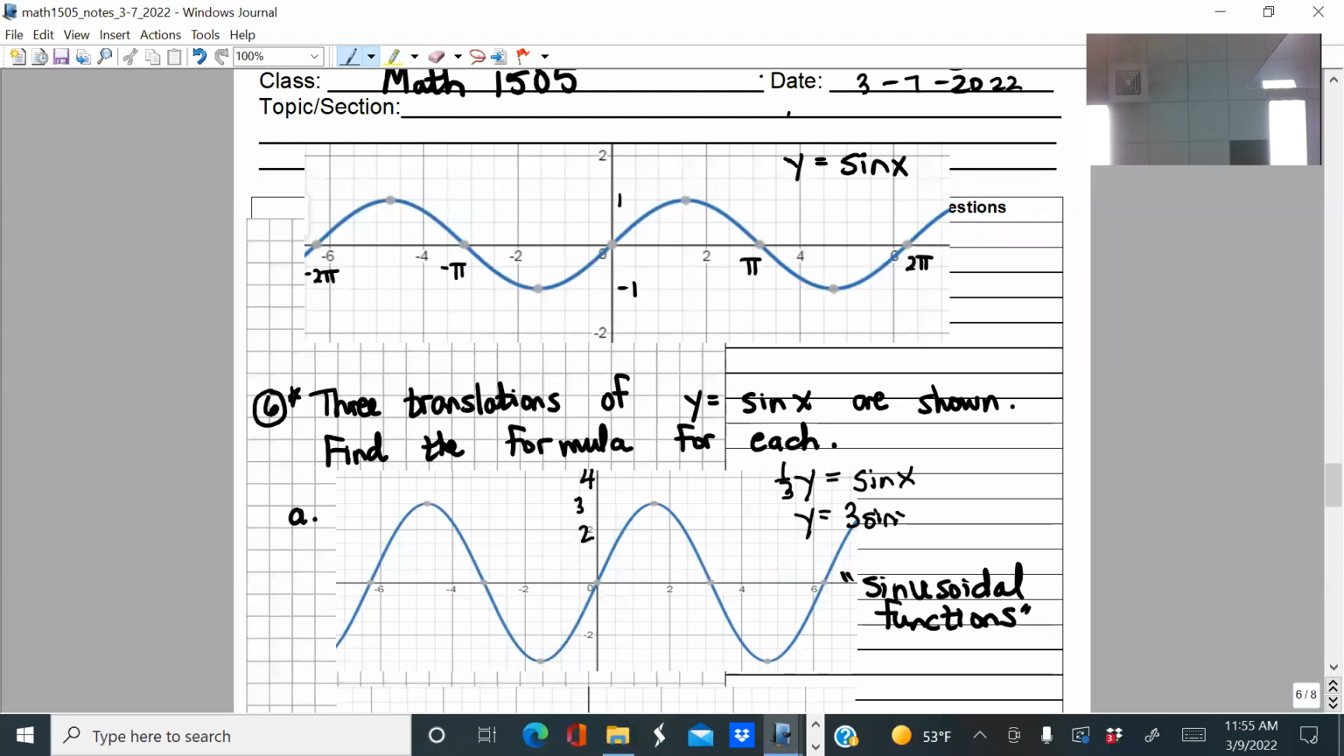See, wow, that's so easy, right? So stretching it vertically by a factor of 3 just means I multiplied the sine x by what? 3, right? Okay, so there's the formula for this curve. It's 3 sine of x. Because it was just stretched vertically by a factor of 3, I just get 3 times the sine of x.